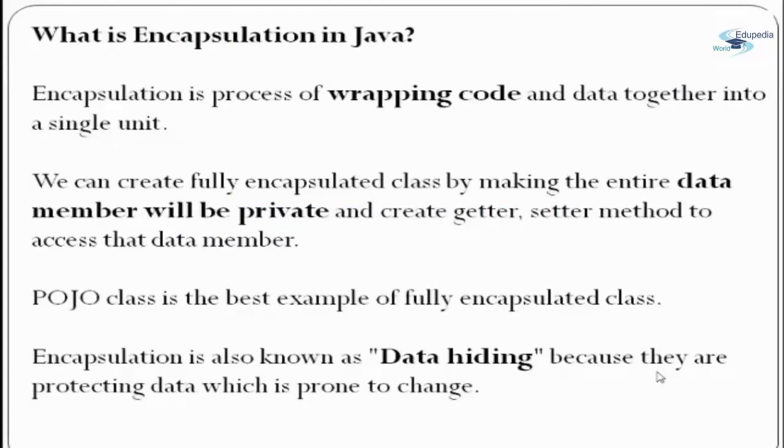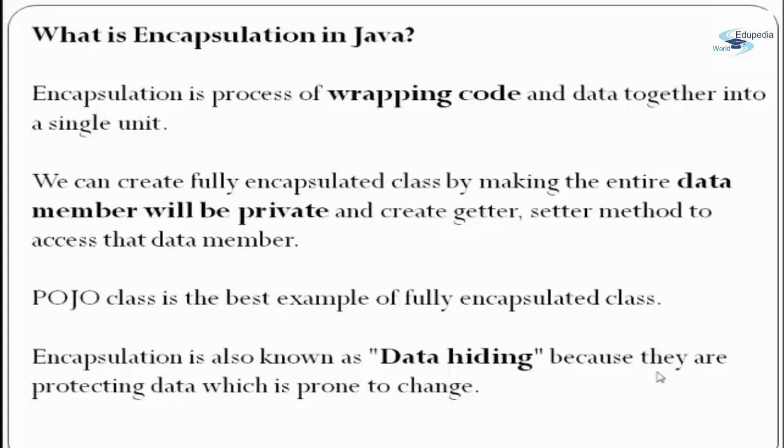Encapsulation is a process of wrapping code and data together in a single unit. We can create a fully encapsulated class by making all the data members private and creating getter and setter methods to access the data members. Fine. So basically it's the concept of wrapping code and data together, like wrapping member variables and methods together. To make a class fully encapsulated, all data members will be private and to access them we should have getters and setters. Fine. POJO is the best example of a fully encapsulated class.